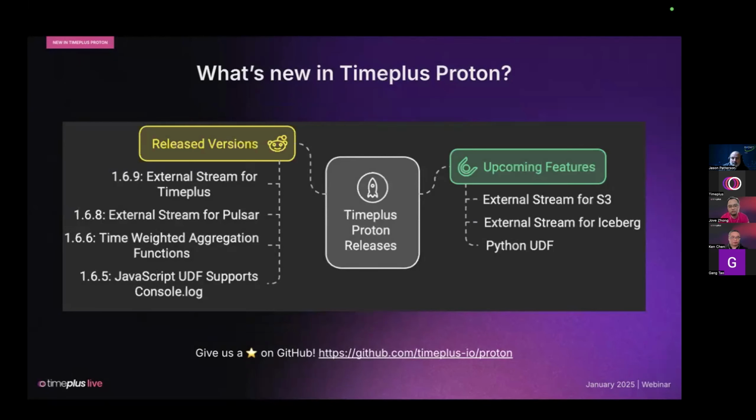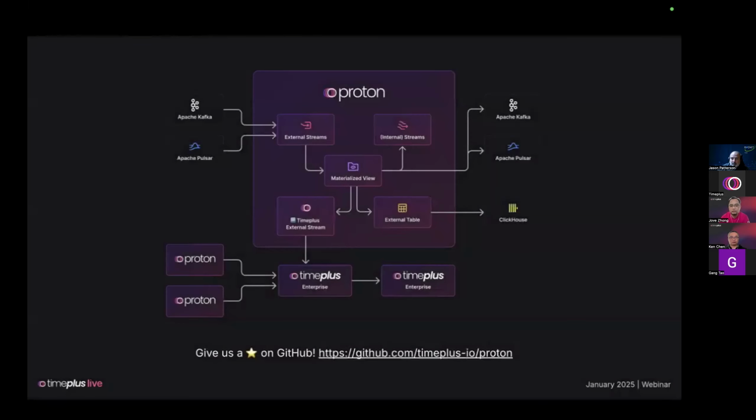So the recent features such as the debugging feature in the JavaScript UDF, and the new time-weighted aggregation functions, are very helpful for you to process the data without consuming too much storage. And the new external streams for Apache Pulsar and for Timeplus can help you connect different Proton instances together. And upcoming, we will also support S3 and Python very soon.